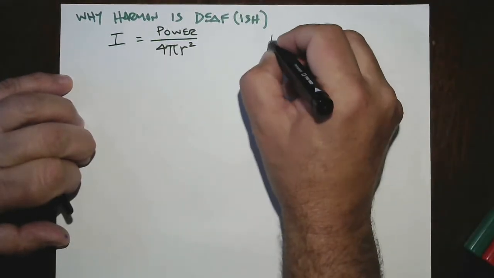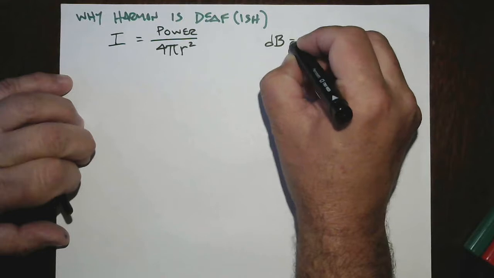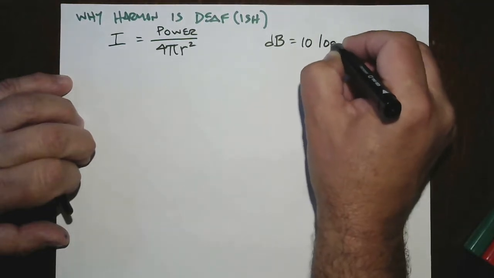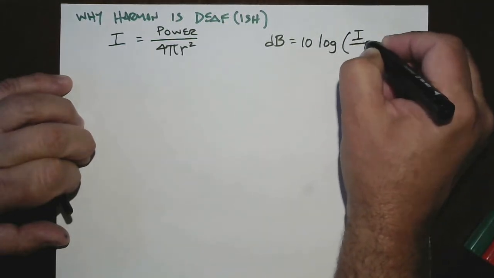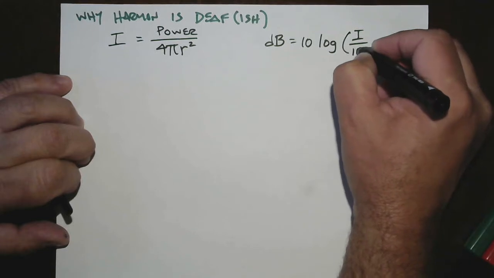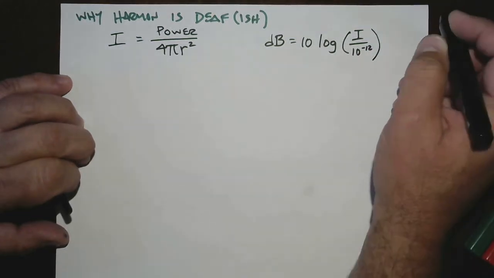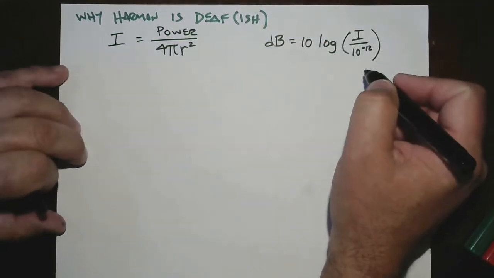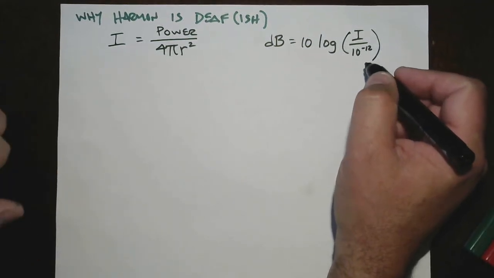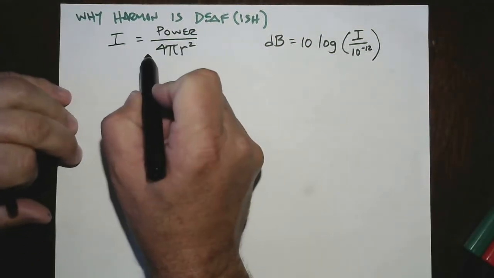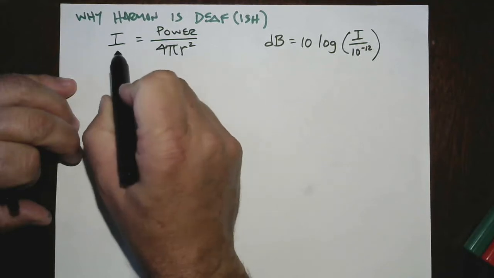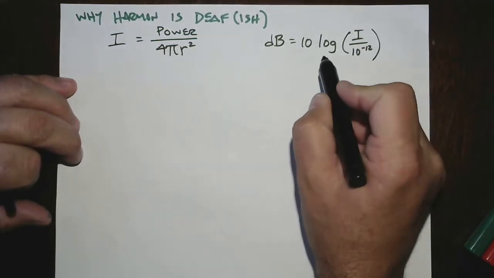The second thing I said, and I don't believe this is in your book, is that the decibel level is 10 times the logarithm of the intensity divided by a reference intensity, which is 10 to the minus 12 watts per meter squared. We're going to use these two equations, and we're going to use them forwards and backwards. Now, this one is not so bad to use forwards and backwards because it's strictly algebra to undo it, but this one's got a log in it.